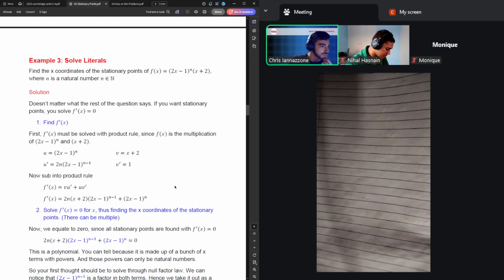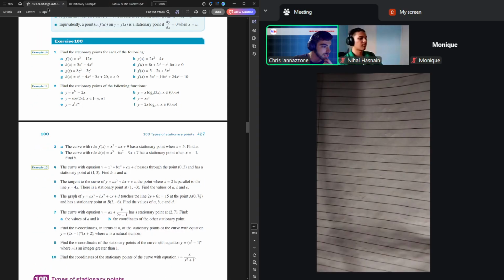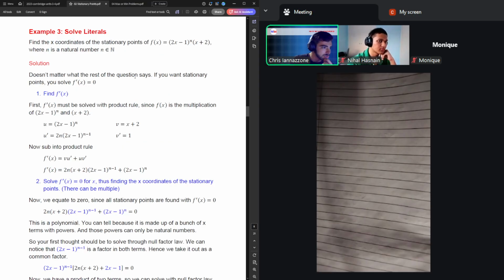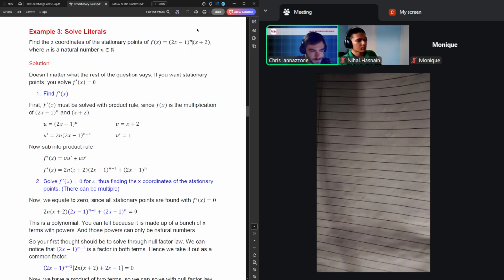The next one is now going to go to the extreme. So this is probably the most complicated question in the Cambridge textbook here for 10C, question 8. Basically, we are now trying to find the stationary points, or more specifically the x-coordinates of the stationary points, but we don't really know what degree this polynomial is going to be. It's going to be an arbitrary size.